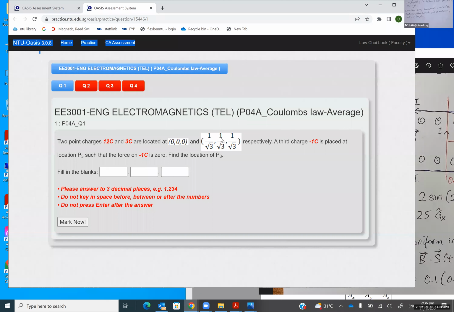So in other words, remember force is equal to Q times E, right? Your Q is your -1 coulomb. Your E is the net E due to those two charges, which needs to be 0 in order for your force to be 0. So you tell me, where should your electric field be 0? Which location for it to be 0? What do you think?